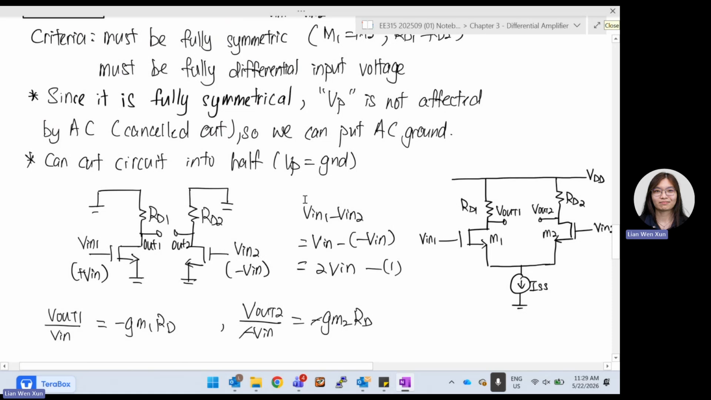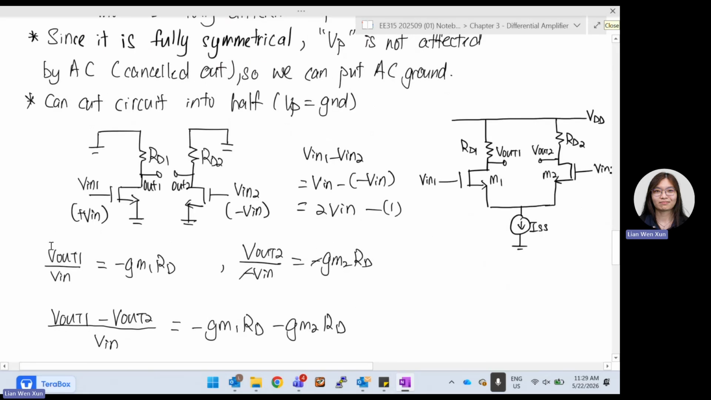So we can first figure out what V in 1 minus V in 2 is. Based on the condition that we have mentioned, V in 2 is negative V in 1. So it will just be V in minus negative V in, and you get 2 V in. So V in 1 minus V in 2 is 2 V in.